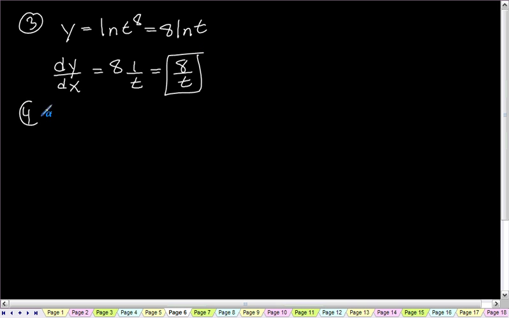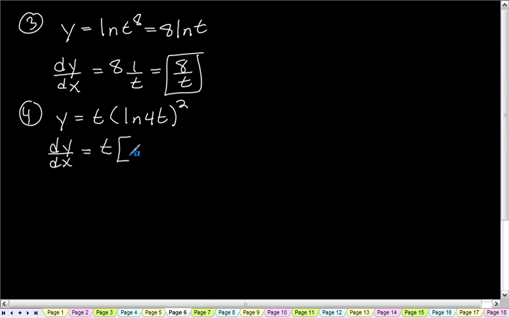Number 4, they give us y is equal to t times ln of 4t, squared. The way to do this particular problem is to understand there are two functions here. There's t and there's ln of 4t to the second power. So when we take the derivative, we have to use the product rule. You take the first, which is this one, times the derivative of the second.